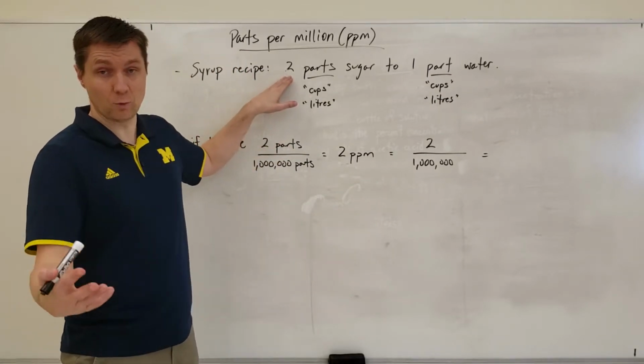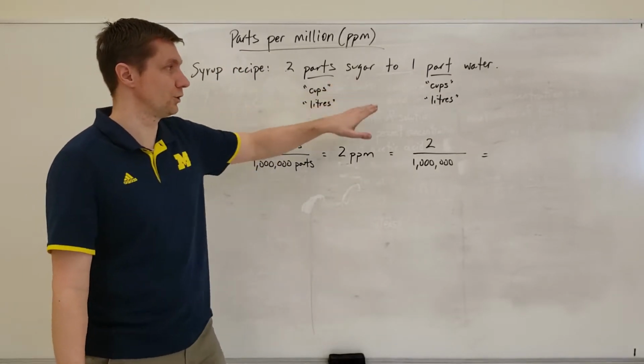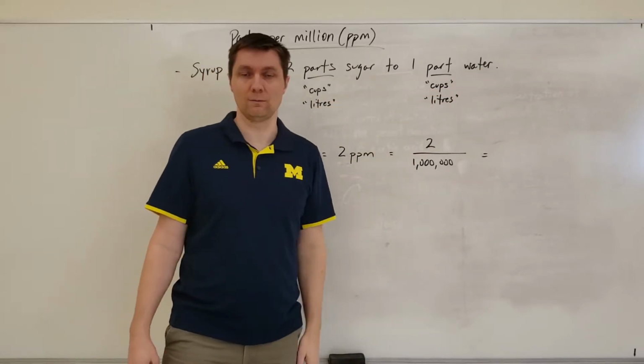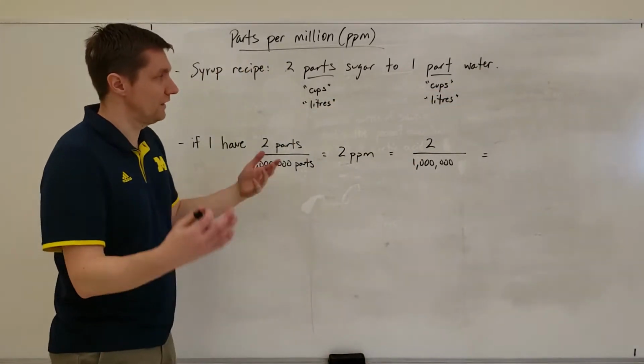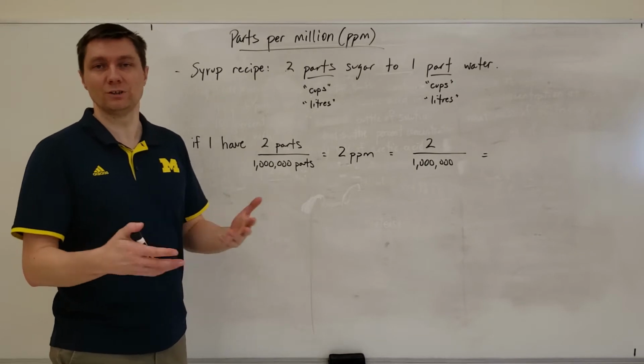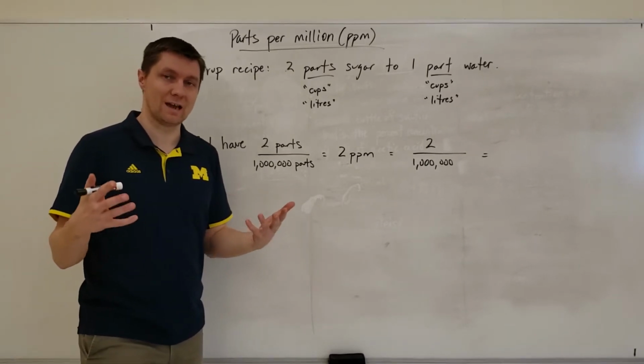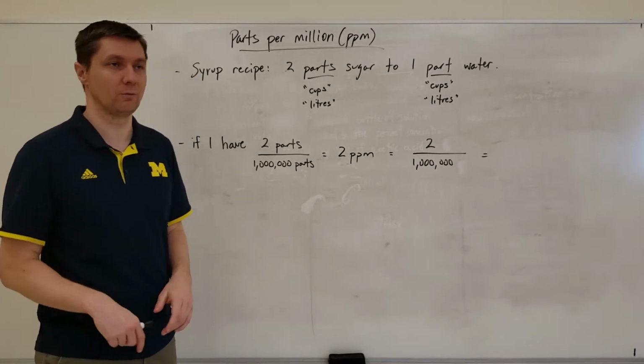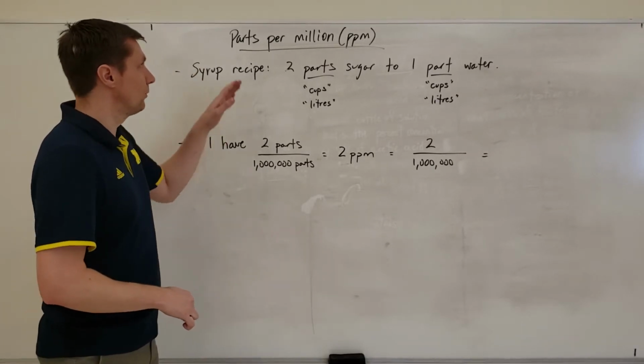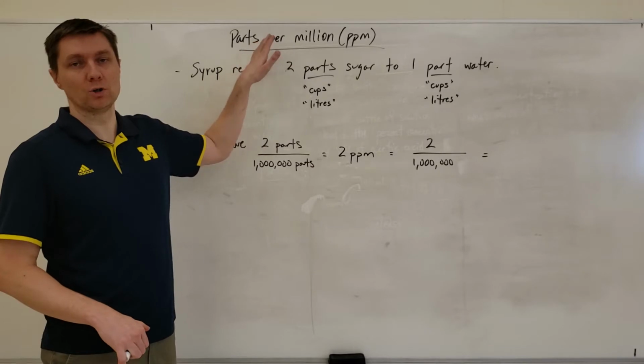If you want to make a lot more syrup, you could say 2 liters of sugar to 1 liter of water. And so that's the only stipulation for the recipe, is that it allows for you to have some flexibility on how much syrup you want to make. So that's the same concept for parts per million.